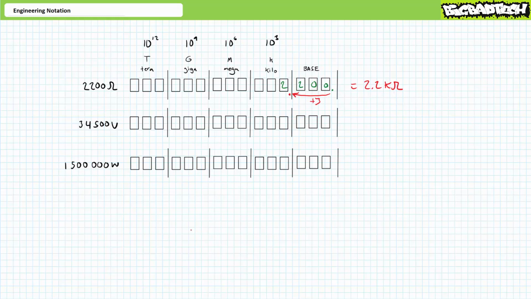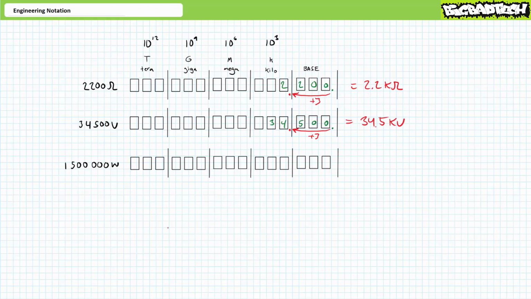Let's look at the next example, 34,500 volts. Again, if we overlay the number on the vertical columns associated with each engineering prefix, we see it straddling the kilo and base unit range. If we move the decimal place left 3 spaces, it gives us a coefficient of 34.5, i.e. something 1 or greater and less than 1,000. A 3 decimal place jump left is a kilo, so this number might be more compactly expressed as 34.5 kilovolts.